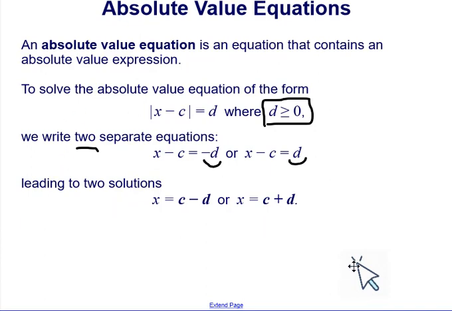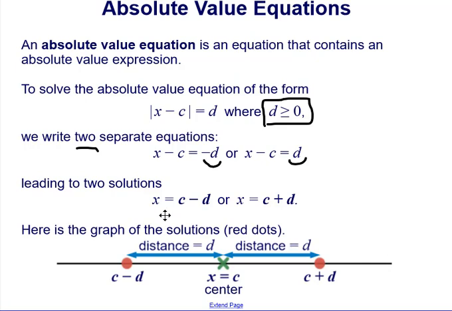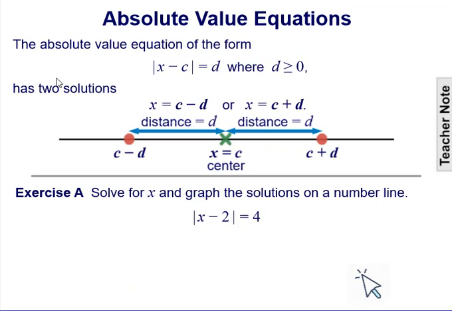And we can see this visually on the number line because here's a graph of the solutions, the two red dots, where we have our center being the value of c. And if we subtract d, we go to the left. That gives us one solution on the number line. And if we add d, we move to the right, a distance d, we have a second solution. So these absolute value equations have two solutions with their center of c. The absolute value equation of the form absolute value of x minus c equals d, where d is greater than or equal to 0, has two solutions.